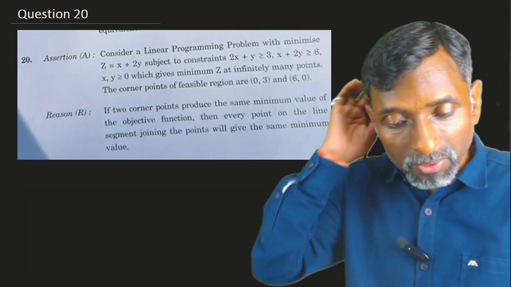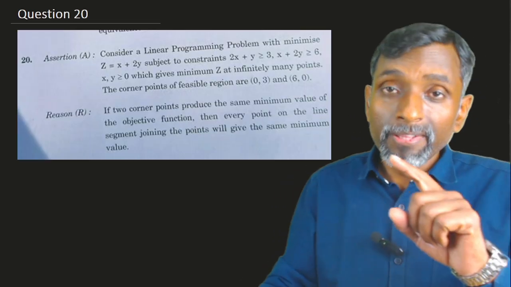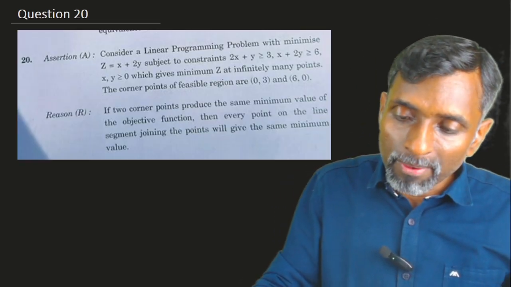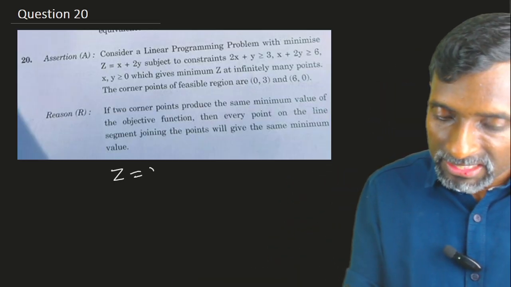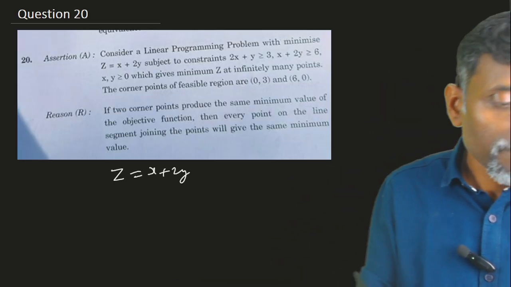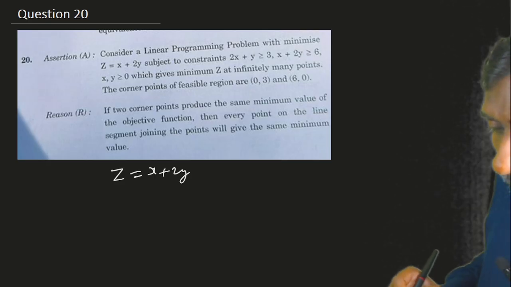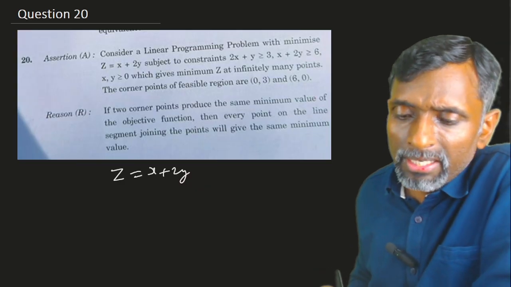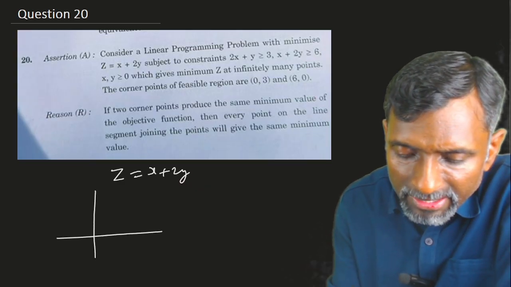Now let's move to question number 20. It's a question based on LPP. Very carefully we need to solve this question. Consider the linear programming problem with Z given as x plus 2y. So do it very carefully. If you draw this diagram, 2x plus y is equal to 3 and x plus 2y is equal to 6, we are definitely getting these two points.